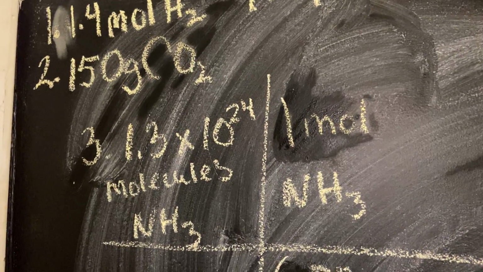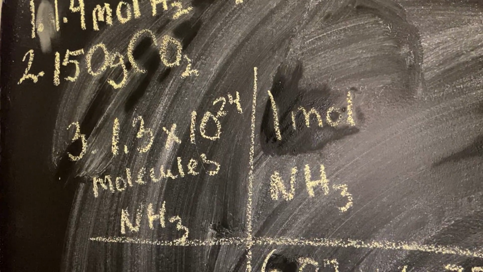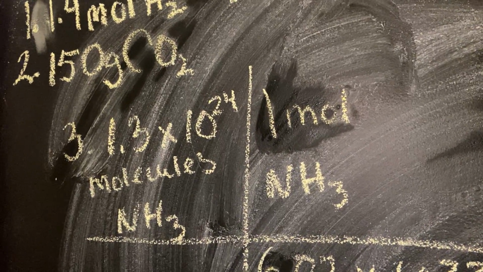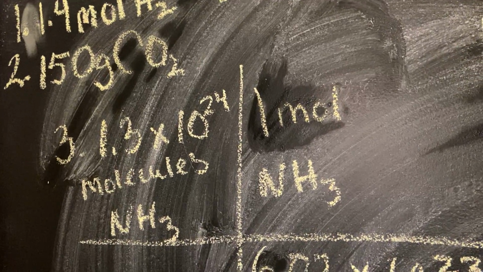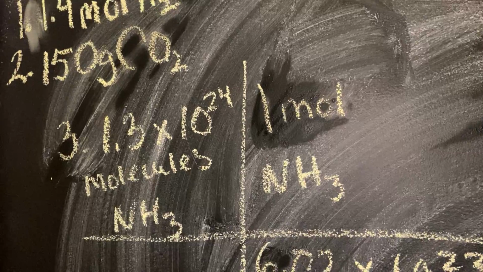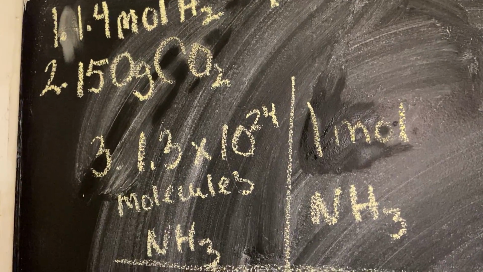On your stoichiometry practice, number 1 was pretty easy. You just had to start with 2.8 moles of HCl and then multiply by 1 mole of H2 over 2 moles of HCl, which equals 1.4 moles of H2, which I've got up there.